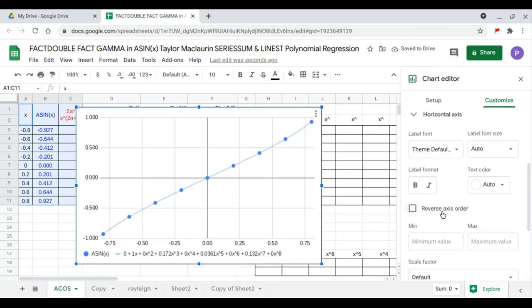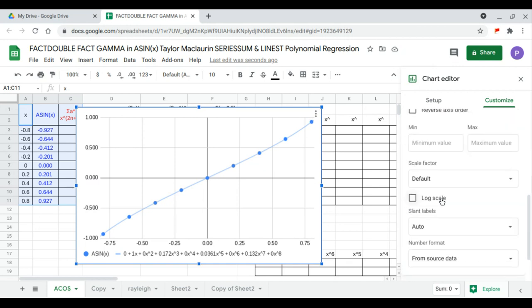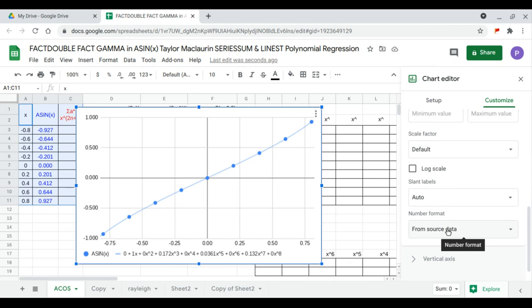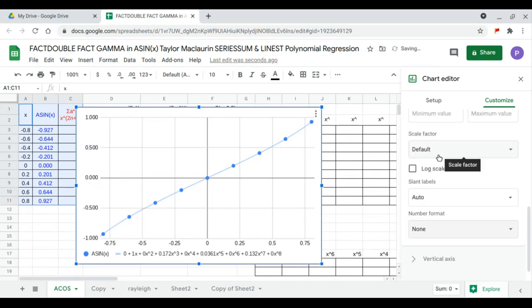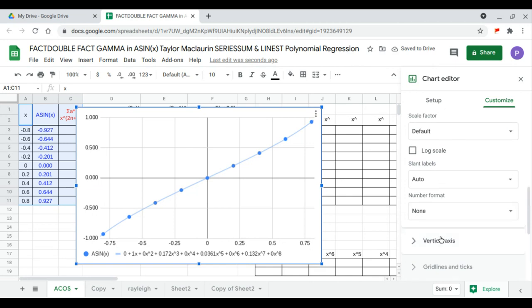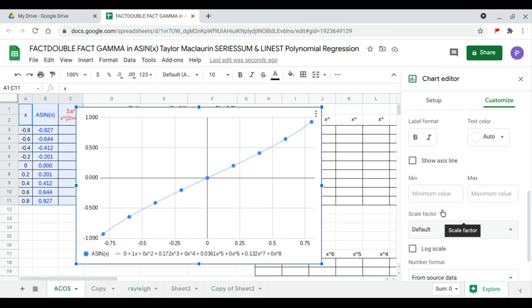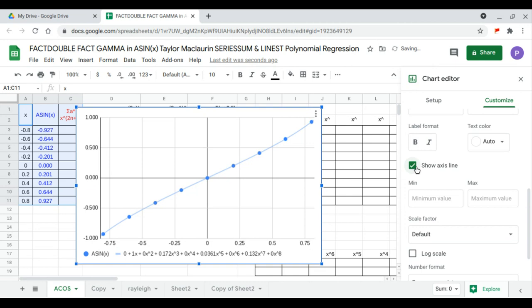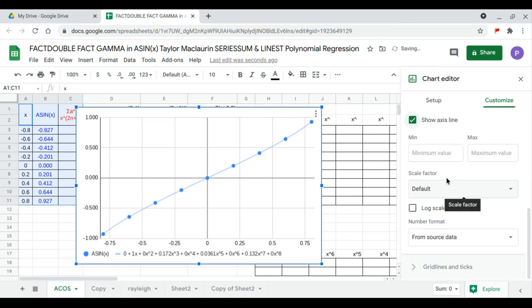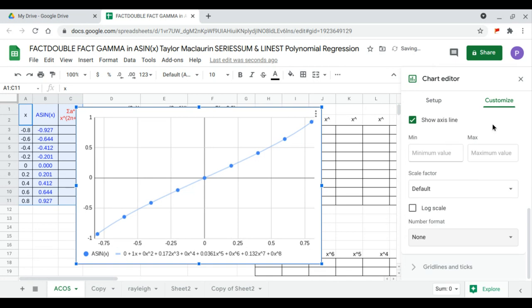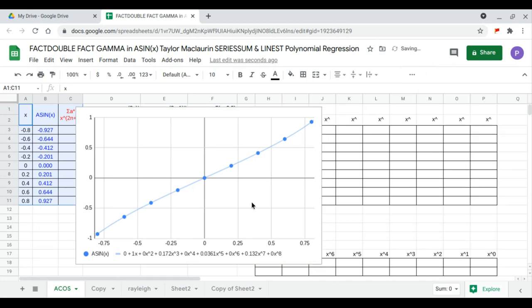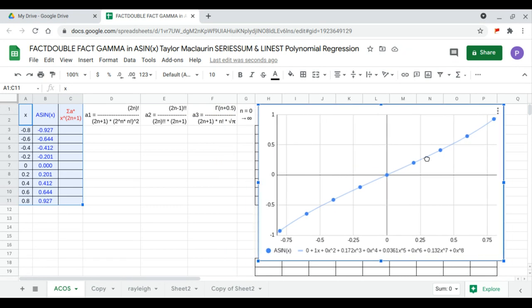For the horizontal axis, the number format, none. For the vertical axis, show the axis line. And the number format, none. Now that's better. So here's the trend line and polynomial to the 8th degree of the arcsine function.